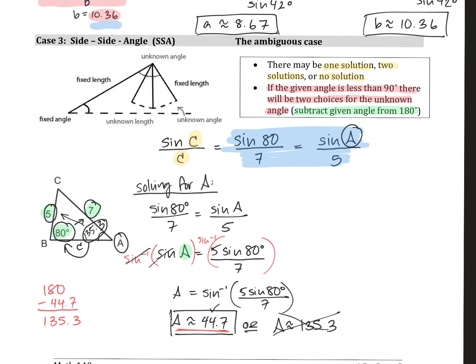So we're going to go ahead and keep with the fact that A is equal to 44.7. Let me go ahead and write that in. So A is equal to 44.7. So now let's solve for the remaining angles and sides.